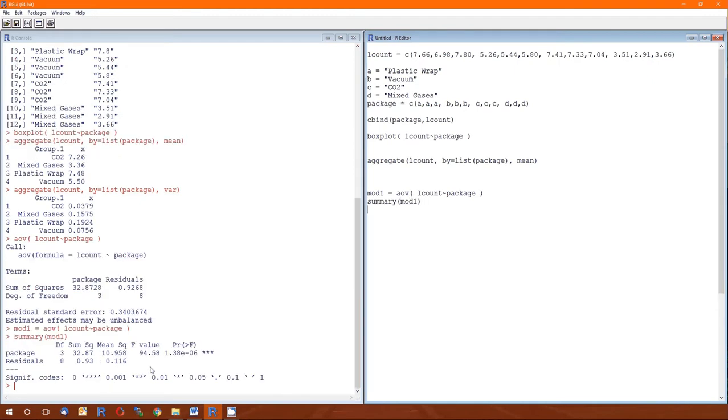Now we get something that looks a lot more like the analysis of variance table. Again, packages is the same as between, residuals is the same as within. Degrees of freedom for packages is number of groups minus 1, 4 minus 1 is 3. Degrees of freedom for residuals is sample size minus the number of groups, 12 minus 4 is 8. There's the sums of squares, there's the mean squares, which is the sum of squares divided by the degrees of freedom, there's the F value, which is just the ratio of the mean squared between to the mean squared within, and there's the associated p-value.